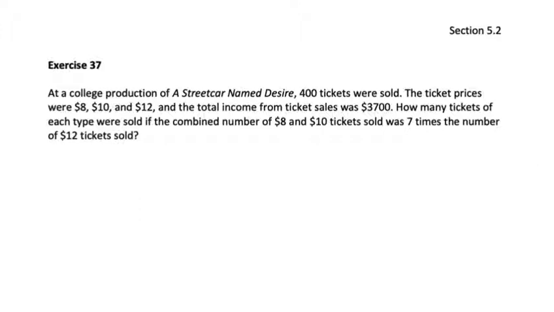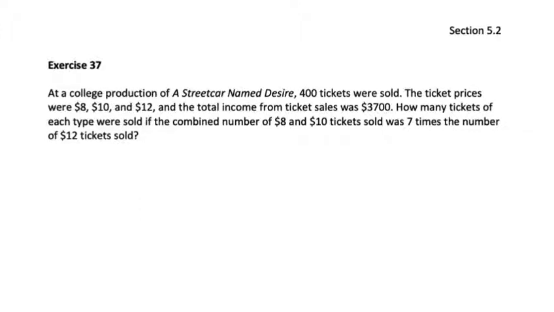At a college production of A Streetcar Named Desire, 400 tickets were sold. The ticket prices were $8, $10, and $12, and the total income from ticket sales was $3,700. How many tickets of each type were sold if the combined number of $8 and $10 tickets sold was 7 times the number of $12 tickets sold?